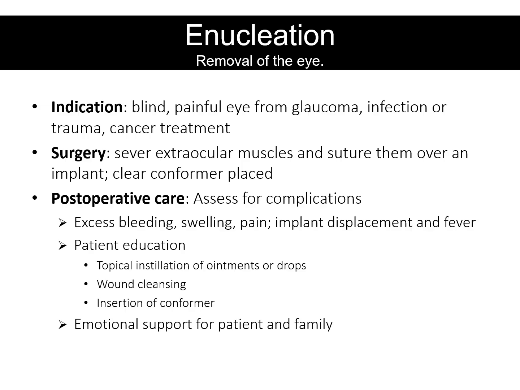So typically a clear conformer is placed. It's a plastic round shape to keep the eye in that shape, because if you don't, the eye will kind of collapse. Where the muscles are, where the globe usually sits, it will kind of collapse in on itself. So to prevent that, they insert a clear conformer.